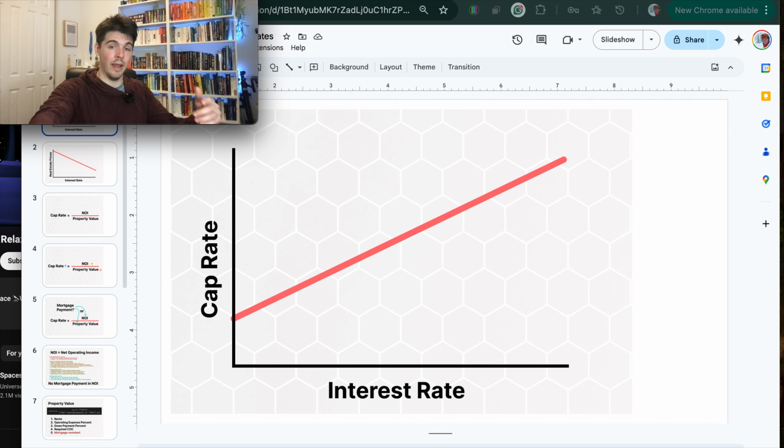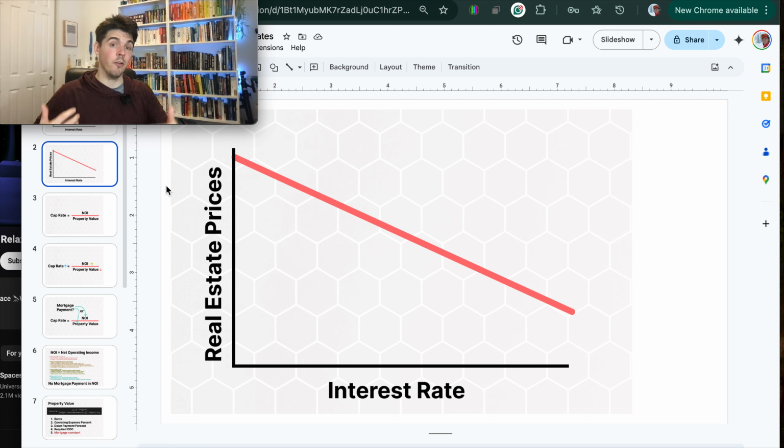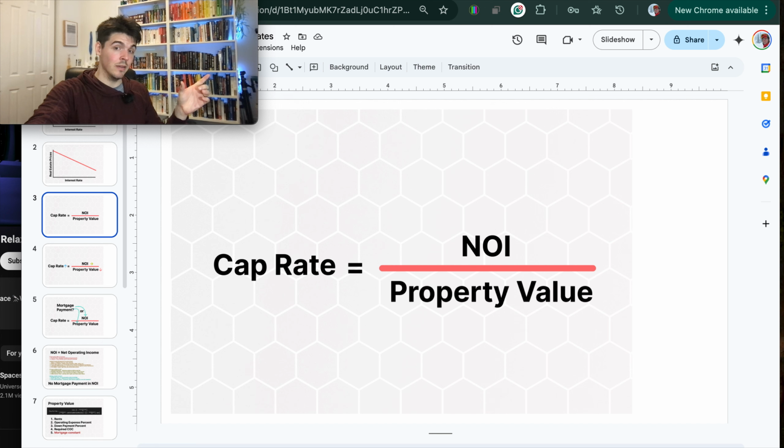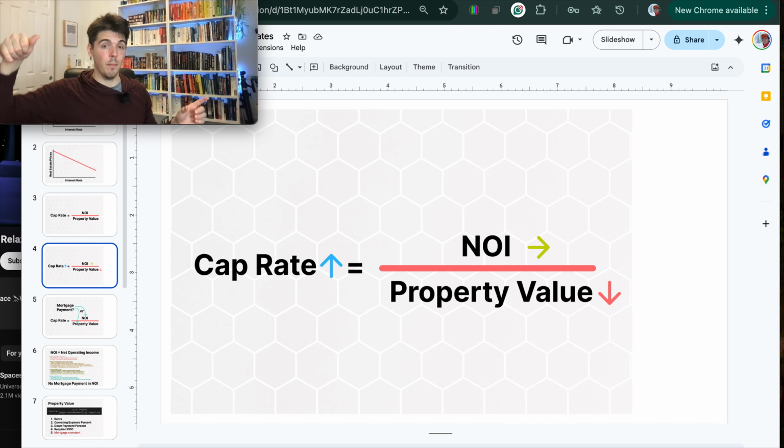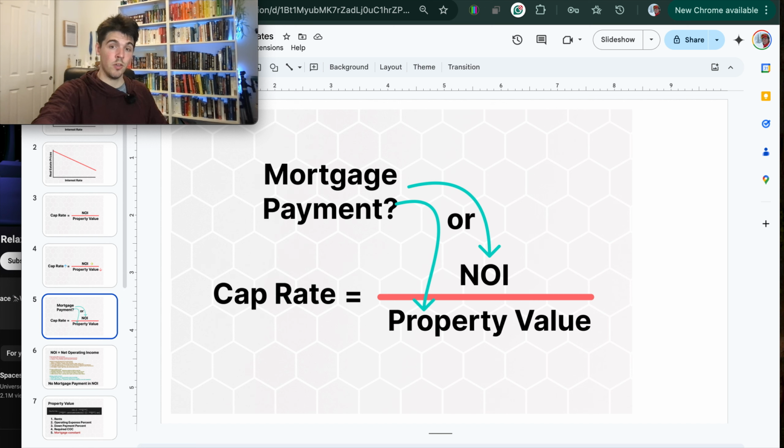Let me explain why: as interest rates go up, cap rates should go up. The theory goes, as interest rates go up, your real estate prices should go down. That is because of this formula here. The cap rate is equal to the NOI over the property value. If your property value goes down, that drives your cap rates up. The question is, where does the interest rate go? Does it go in your net operating income, your property value, or the cap rate?